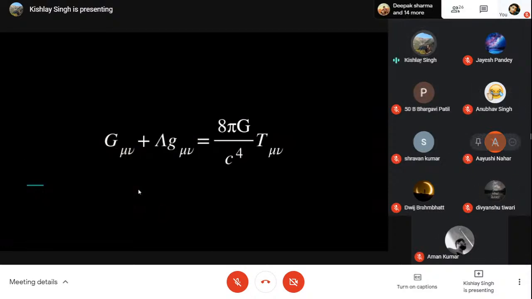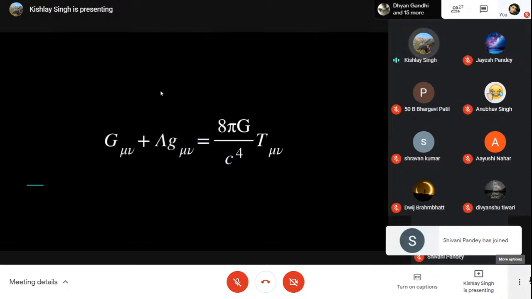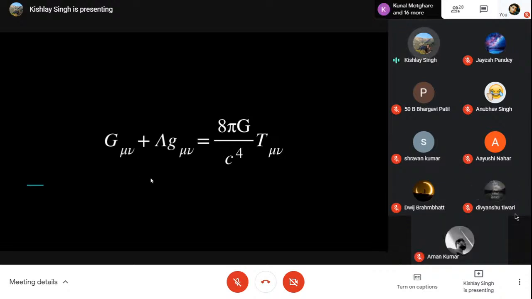Like every good thing that we do in our lives, I don't know if you are religious or not, but this is something we should start the talk with. This is the famous Einstein's field equation. Here is the energy momentum tensor. Don't worry about this. This is the curvature of space time. It is a famous saying that mass energy tells space time how to curve, and space time tells mass and energy how to move.